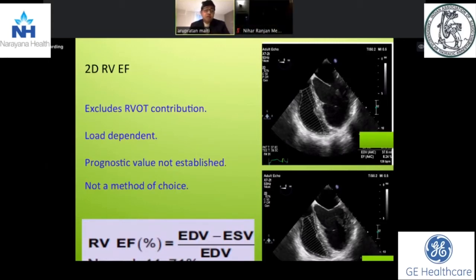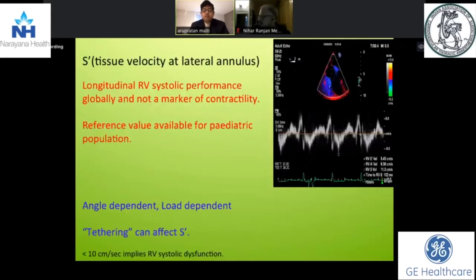2D RV ejection fraction excludes the RVOT contribution. It is load dependent. Prognostic value is not established and it is not a method of choice. So anything less than 45% is abnormal for RV.